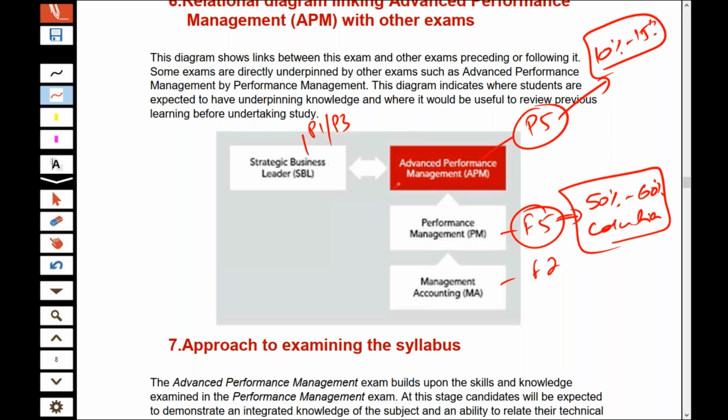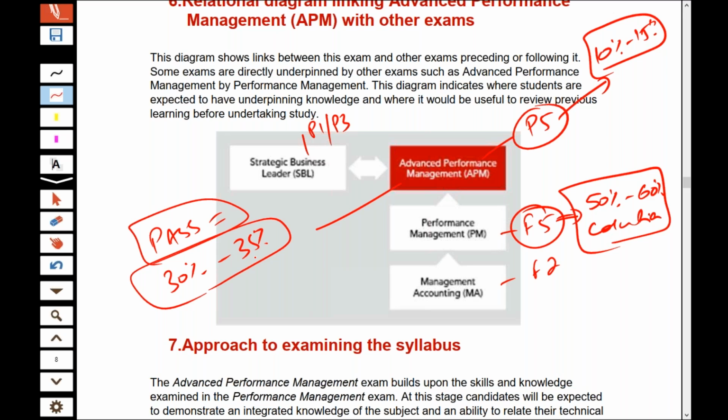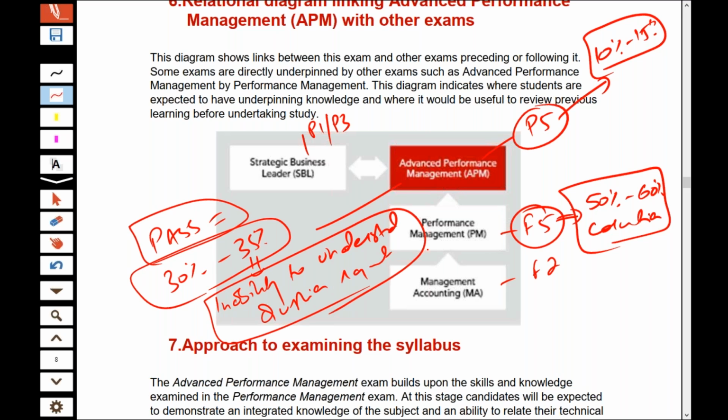The pass rates for the paper P5 are unfortunately very low. They're between 30% to 35%. And the major reason for this pass rate is the students' inability to understand the question's requirement. That has been one of the things that has ultimately led to students failing in this P5 paper.